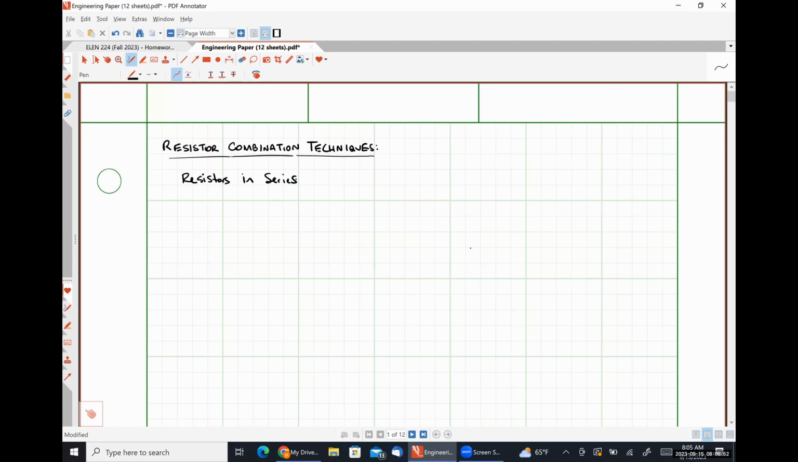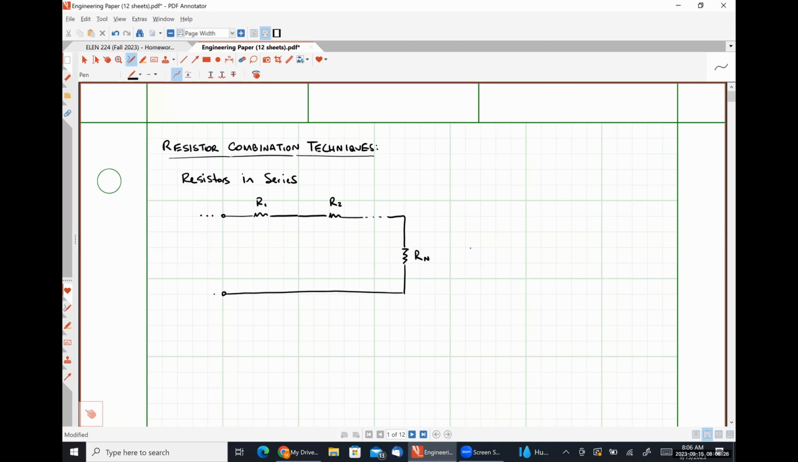So let's say that we have part of a circuit that contains multiple resistors in series. Let's call this first resistor R1, this second resistor R sub 2, and we are going to have an arbitrary number of resistors in series, so let's call this R sub n, like so.